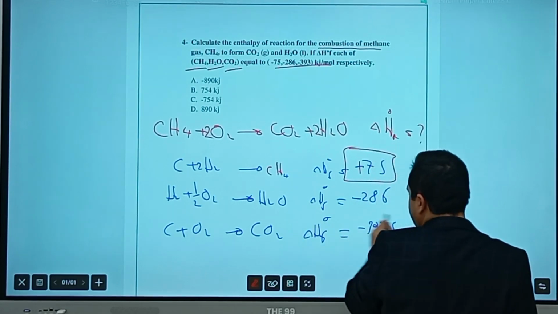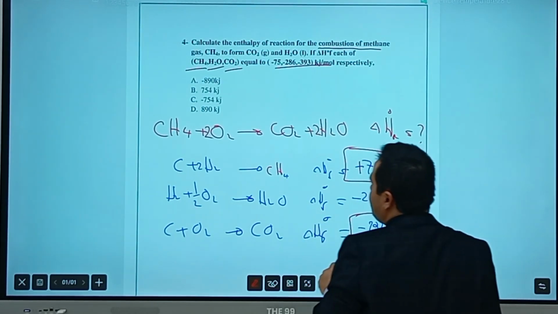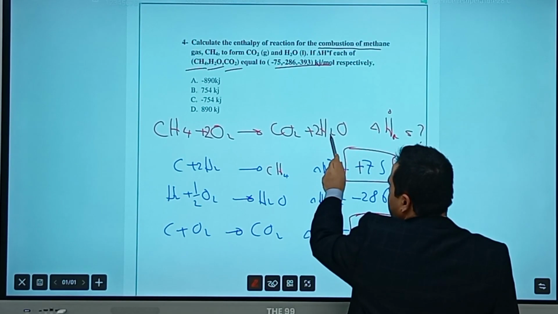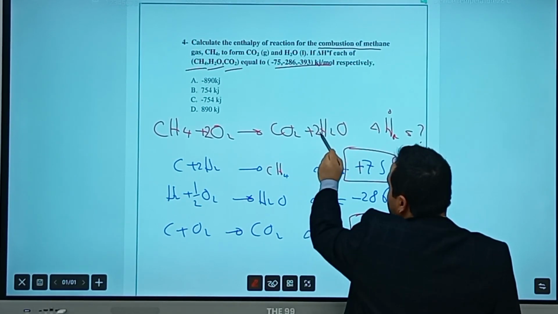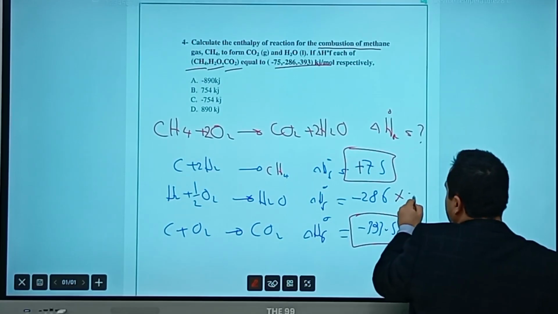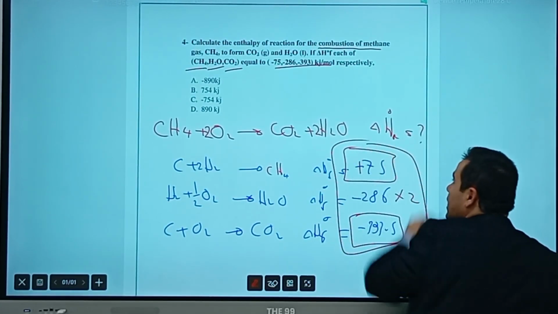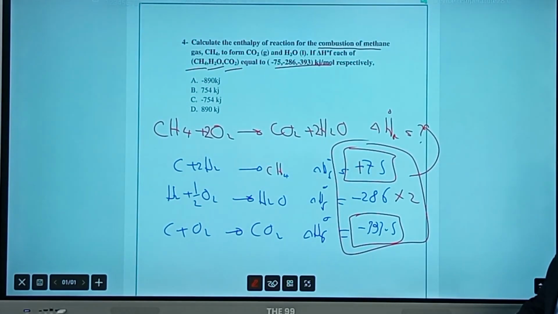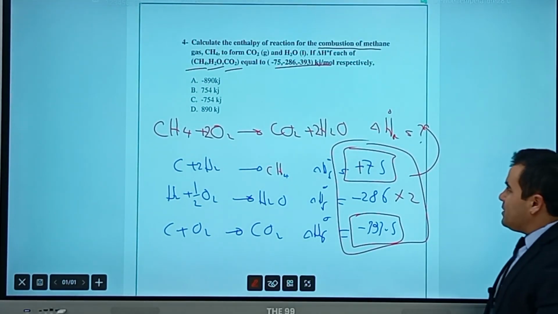CO2 is in the product, so it stays unchanged. H2O is in which side? In the product, and here is which side? In the product. We do not change the side. But here is 2 H2O and here is 1 H2O, so multiply this by 2. And add them together, you'll get the enthalpy of the reaction. That's simply for multiple choices.